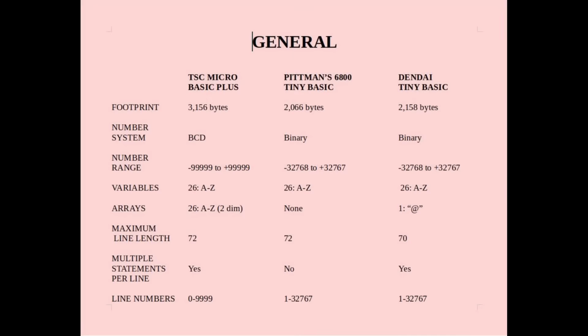TSC Micro Basic Plus uses binary coded decimal for its numbering system. Another major difference is Micro Basic Plus has two-dimensional arrays. Dendai has a single array of a single dimension, and Tiny Basic doesn't have any, though that can of course be overcome. Maximum line length's about the same. You can have multiple statements on a line with Dendai and with Micro Basic Plus, and line numbers matter. You're not going to write a program that's got 10,000 lines of BASIC in it anyway, so don't worry about it.